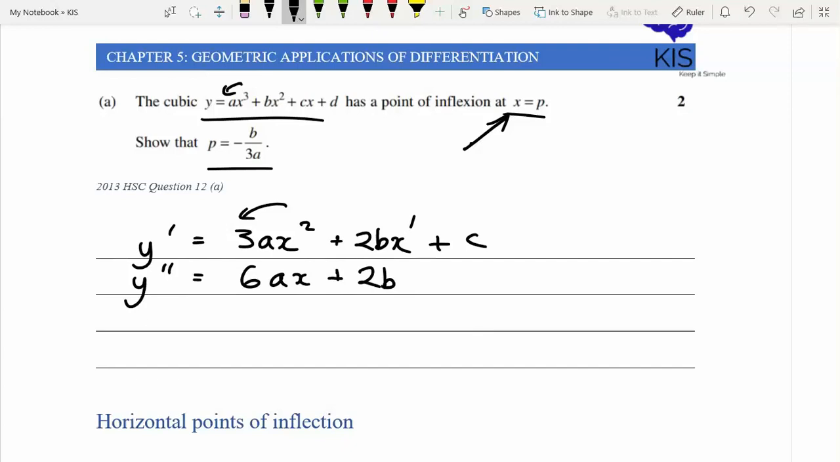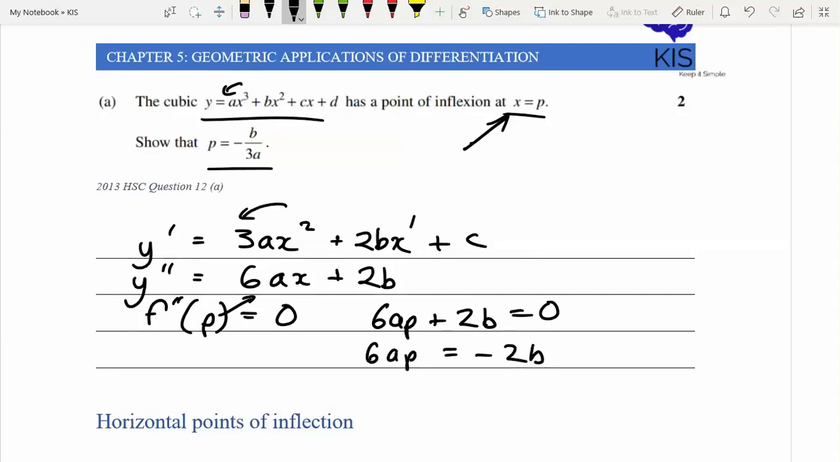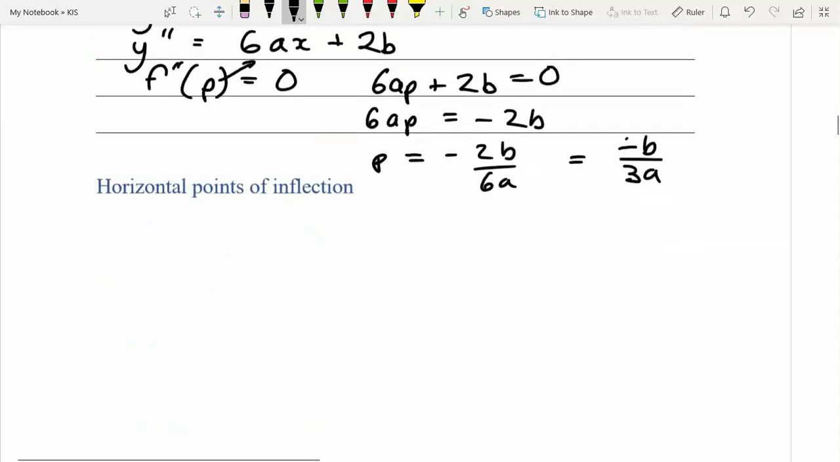And we know at the point f double dash, so subbing in x equals p, we will get a second derivative of 0. So what we actually do, we put p into our points of x, so we get 6ap plus 2b is equal to 0. 6ap is equal to minus 2b. P is equal to minus 2b on 6a, or equal to minus b on 3a when we simplify. Right, and that's the solution that we needed to get there.